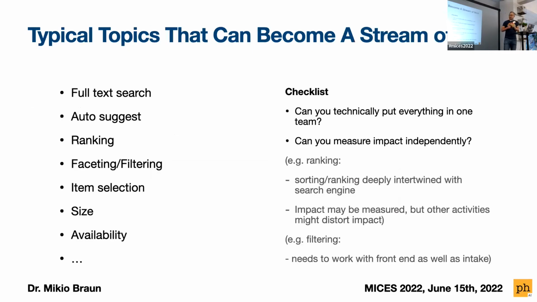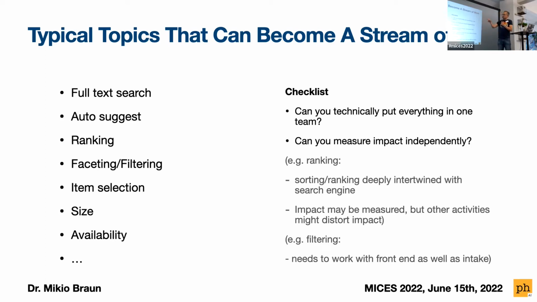So typical topics that can become a stream of work, right? You can, for example, focus on the left-hand side, so you can focus on certain aspects. You can say we want to have one team that really works on full text search, or we want to have one team that really does auto-suggest or ranking, right? So this is all stuff that you probably have also seen, that I've seen. One team that only focuses on facets and filtering, so on the left-hand side, right? They want to say, we really want to improve this. We want to show the right filters, the most relevant filters for our customers in a way that is most useful for them, and so on.